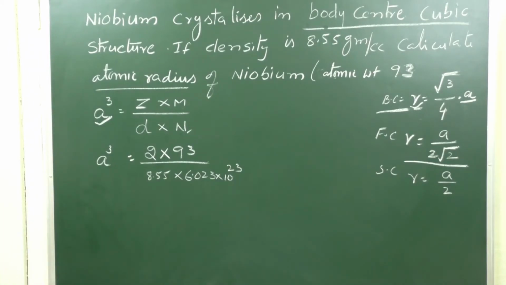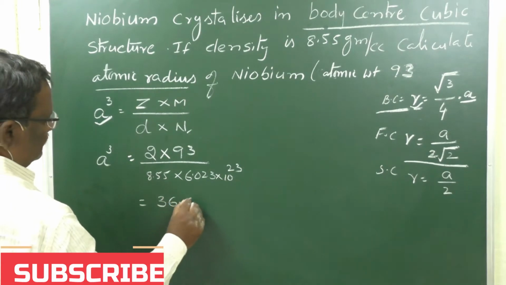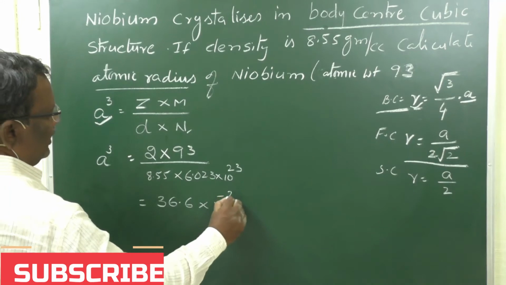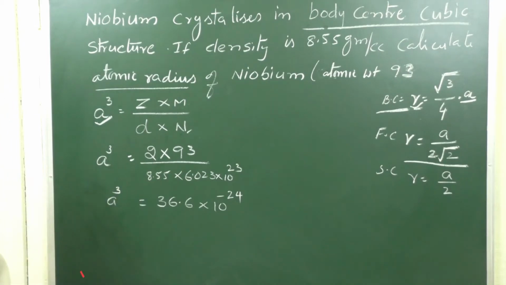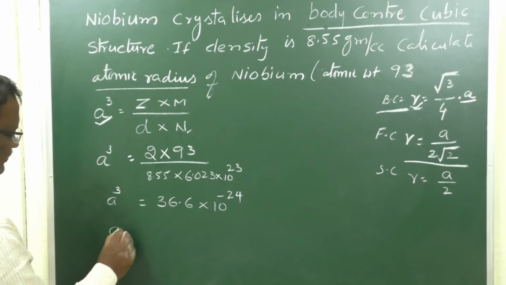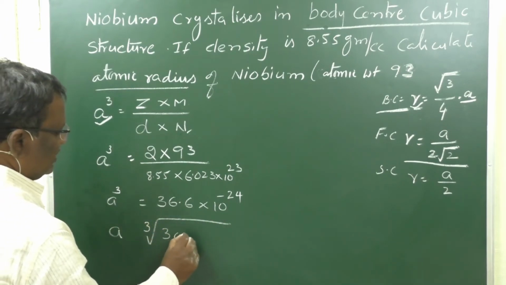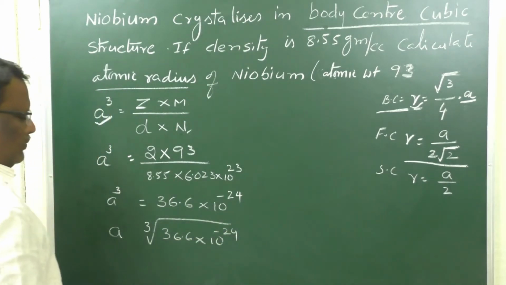From this you will get the A cube value. On simplification, 2 into 93 divided by the rest, you will get 36.6 × 10^-24. This is A cube. Then A is equal to the cube root of 36.6 × 10^-24.